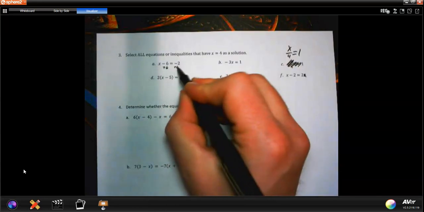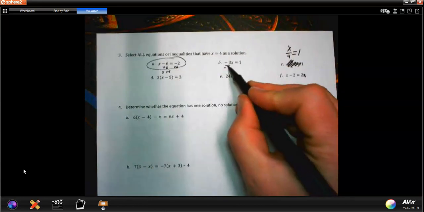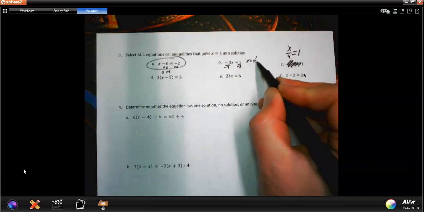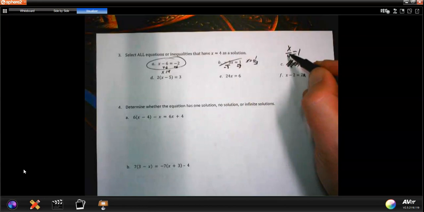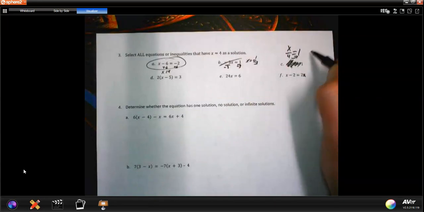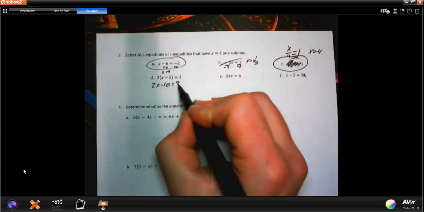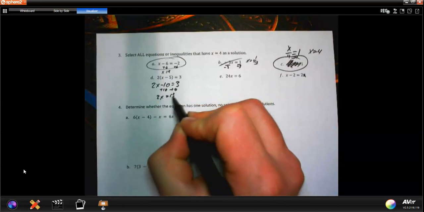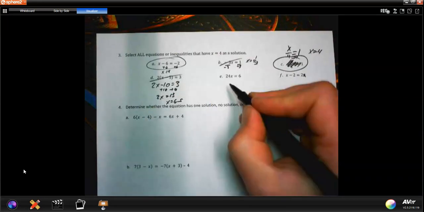So if I add 6, x equals 4, that's one of them. If I divide by negative 3, x equals 1 over negative 3, that's not it. The opposite of dividing by 4 is multiplying by 4, so I times by 4, I get x equals 4, that's one of them. 2x minus 10 equals 3, I'm going to add 10, I get 2x equals 13, divided by 2, x equals 6.5, nope.